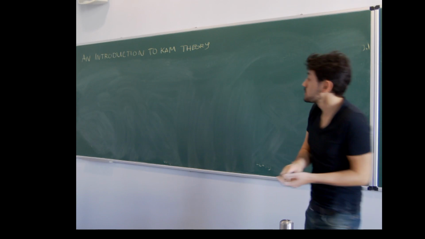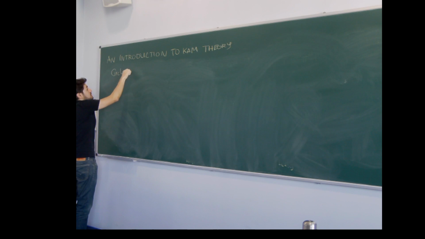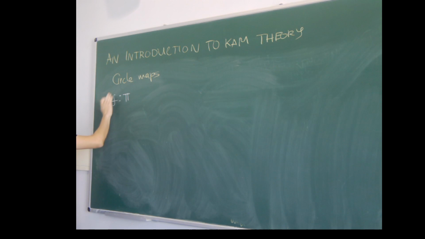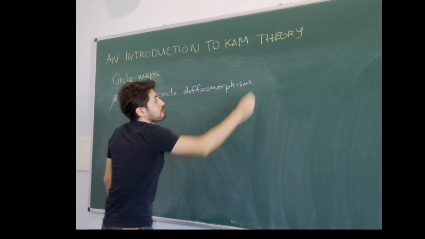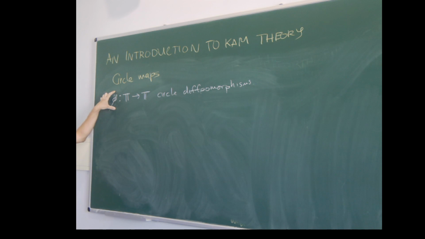So now we're going to circle maps. So we'll be interested in circle diffeomorphisms. So maybe I shouldn't use F since I used F before, let me use phi. Circle diffeomorphisms. So I will be interested in the linearization of this. So let me start by recalling some of the basics of the theory of circle maps.